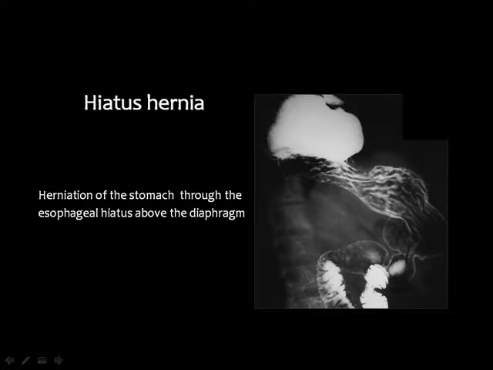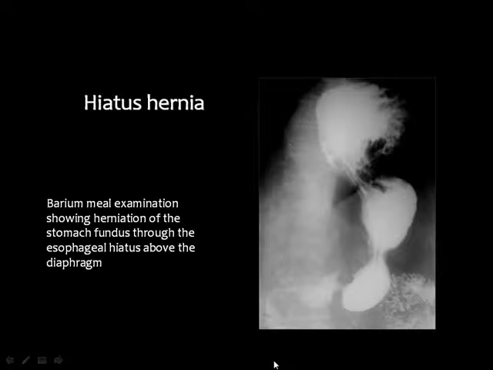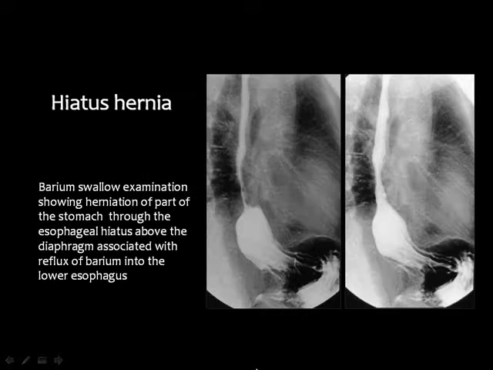Hiatus hernia is also diagnosed by the presence of a part of the stomach above the diaphragm. And here you can see this is the gastroesophageal junction, and this is part of the stomach, and this is the diaphragm. And you can see a major part of the stomach is above the diaphragm. Also, this is another case of hiatus hernia, and you can see this is a good part of the stomach which is located above the diaphragm.